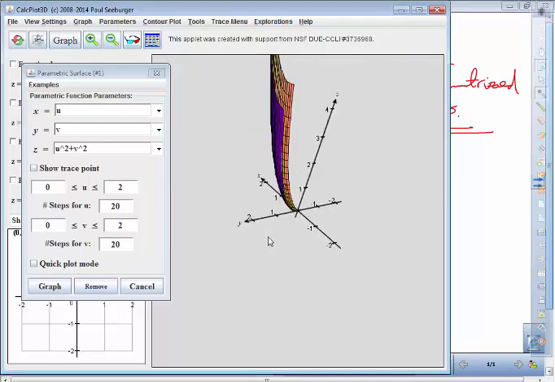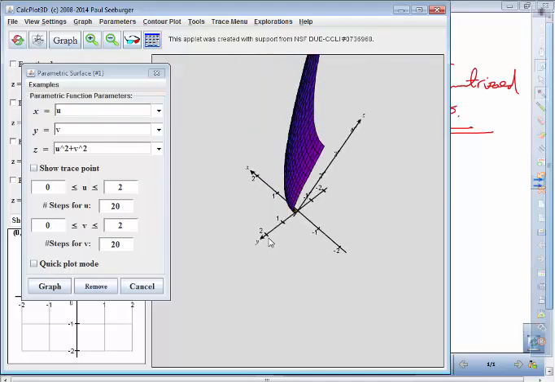Help me out here. How can I make this look like a paraboloid? I know a paraboloid to be like a bowl thing, right? So based on the screen that you're looking at now, what seems to be missing in terms of making this paraboloid look like a bowl? U only goes from 0 to 2.